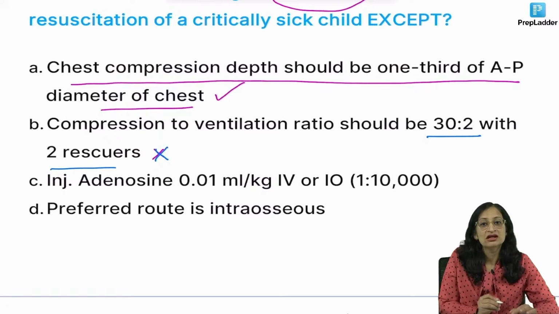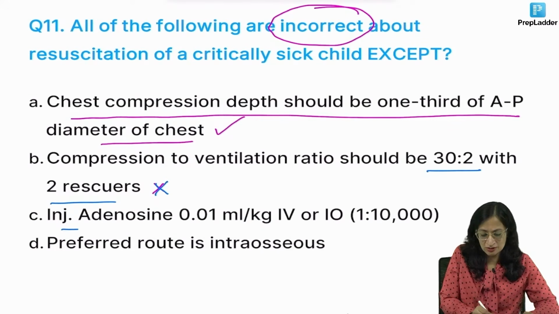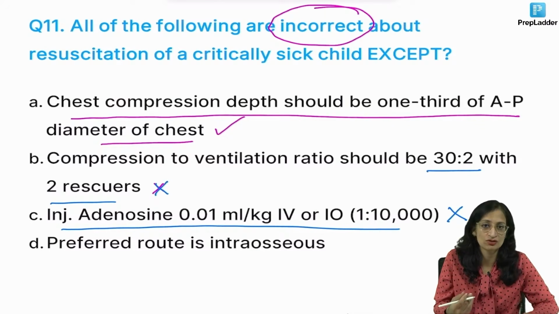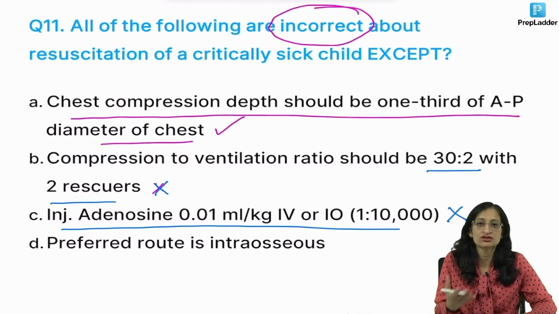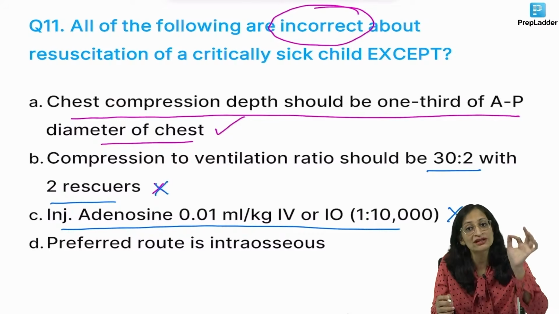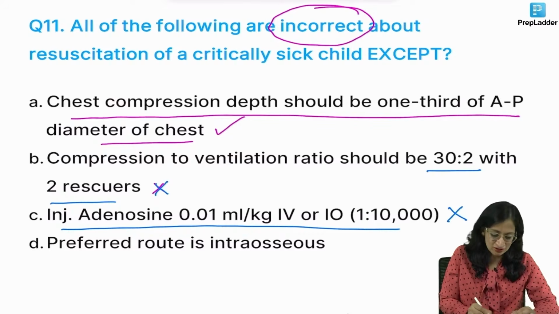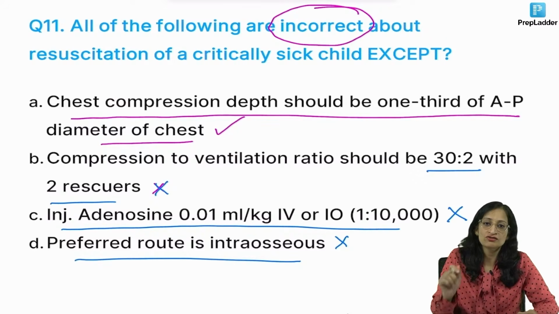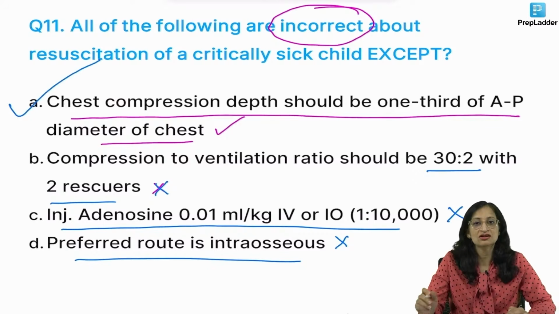So this is incorrect. Injection adenosine 0.01 ml per kg IV or intraosseous. No, we give injection adrenaline in resuscitation. Okay, so 0.1 ml per kg of 1 in 10,000 or 0.01 mg per kg. Okay, right? Preferred route is intraosseous. No, preferred route is always intravenous. Only when you are not able to secure IV access, you give intraosseous. So all of the following, you can see B, C and D are incorrect. So all of the following are incorrect except. So our best answer becomes option A, which is the correct option here.